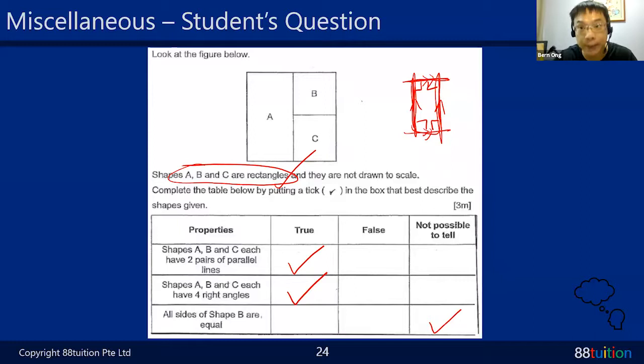So Estelle and Xiaolin, for this type of question, you must understand that a square is considered a rectangle. Because what's the meaning of a rectangle? A rectangle means that you must have four 90 degree angles and two pairs of parallel lines. That makes a rectangle. A square is actually a rectangle, but a rectangle is not a square.